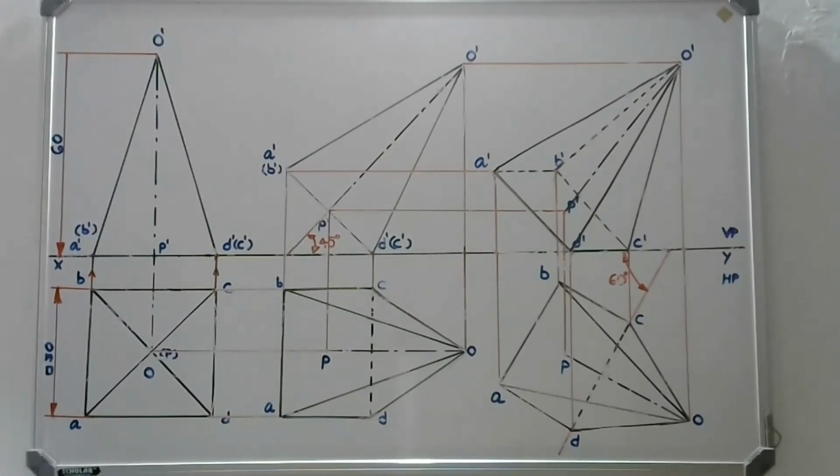In this case, we are maintaining the axis inclined 45 degrees with respect to HP and the resting base D dash C dash on HP. The resting base edge is inclined to VP at 60 degrees. These three conditions are satisfied in the third front view. That is our final answer.